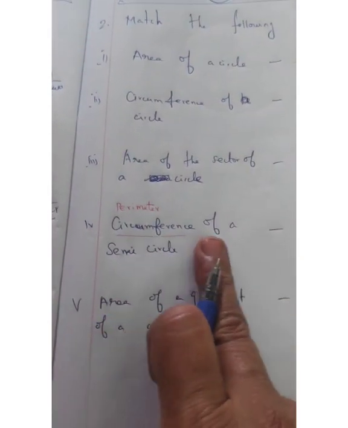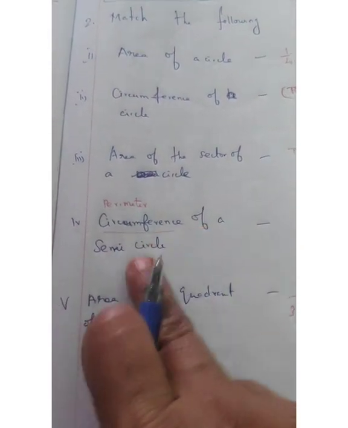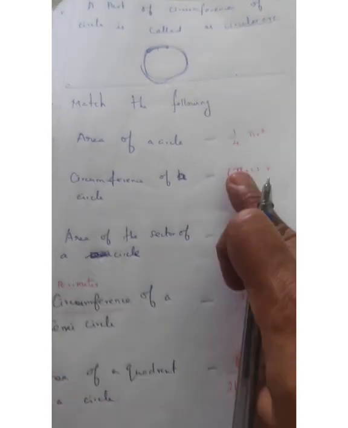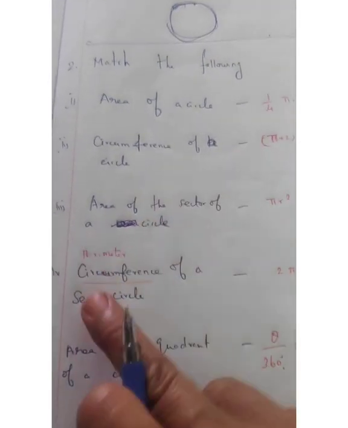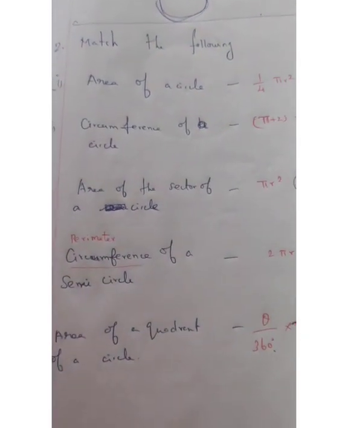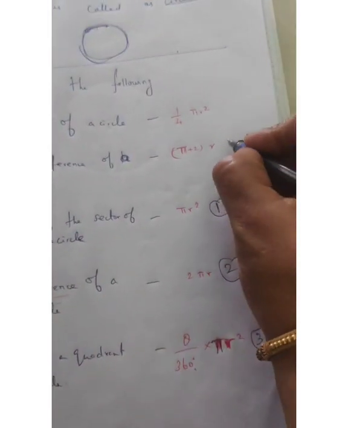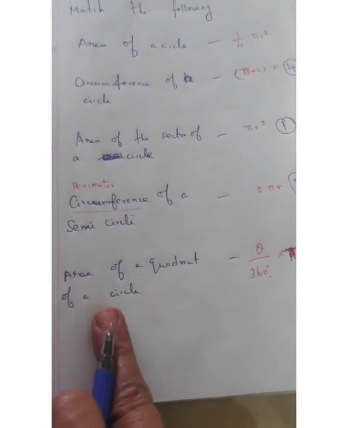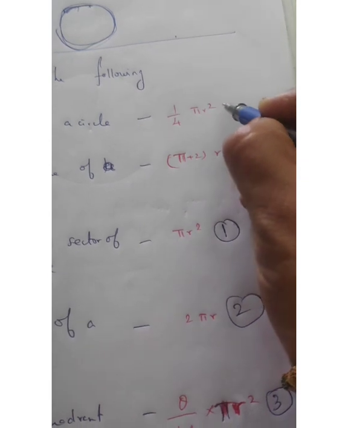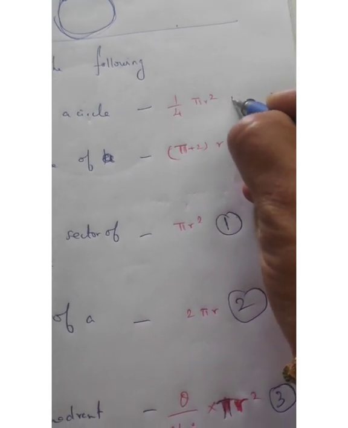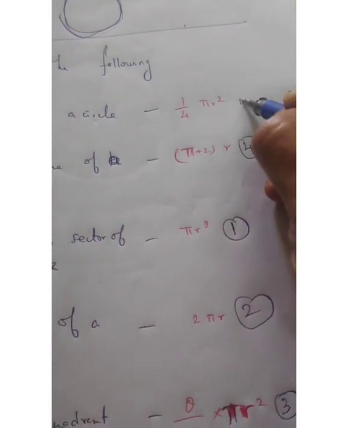Next, the fourth one. Circumference of a semicircle. It is only asking for the perimeter of the semicircle. Pi plus 2 into r. Perimeter and circumference all have the same meaning. Now this fourth one's answer is the second one. Next, area of the quadrant of a circle equals 1 by 4 pi r squared, 1 by 4 into pi r square. This is the fifth one's answer.